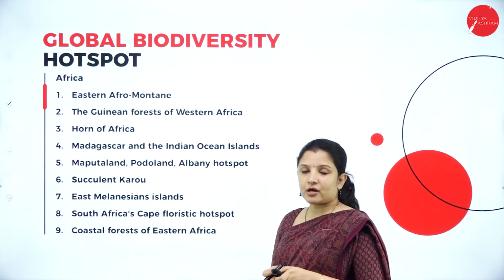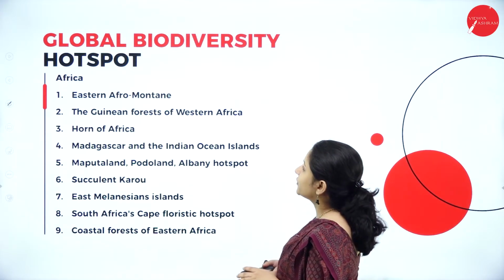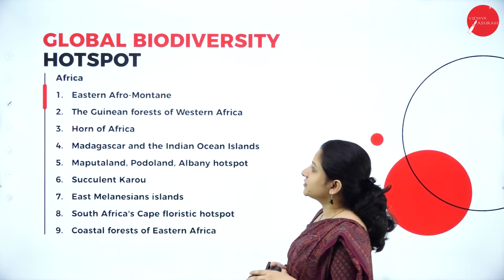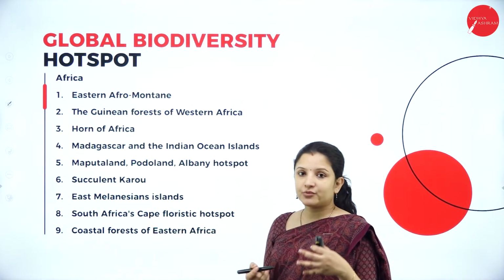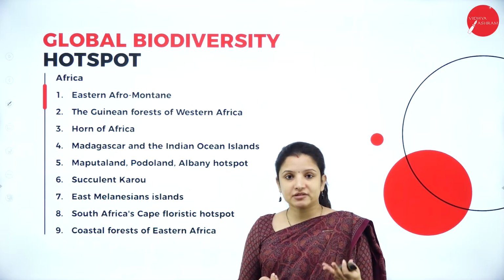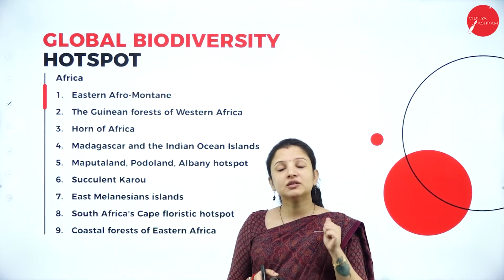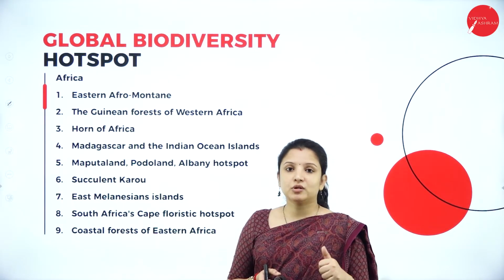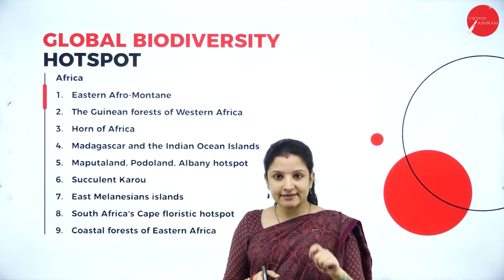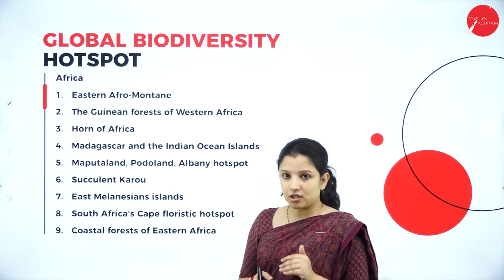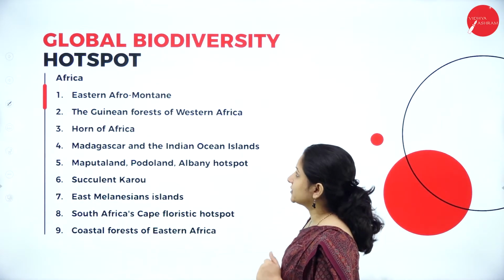So next, talking about the global biodiversity hotspots in the whole world. Here we have global biodiversity hotspots, first in Africa. There are different regions which are considered to be biodiversity hotspots. Why do they consider it a biodiversity hotspot? Because a lot of endangered species will be growing there, and also a lot of endemic species will be present there which are found nowhere else in the world. So that is why they are considered biodiversity hotspots.